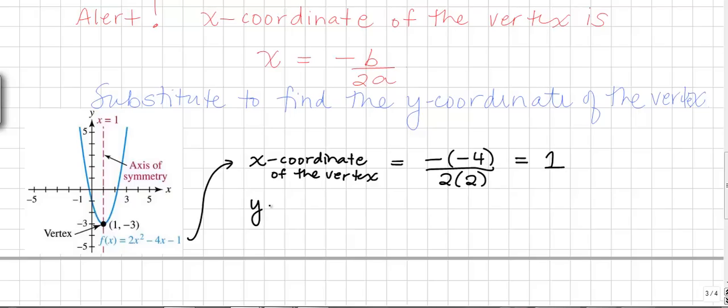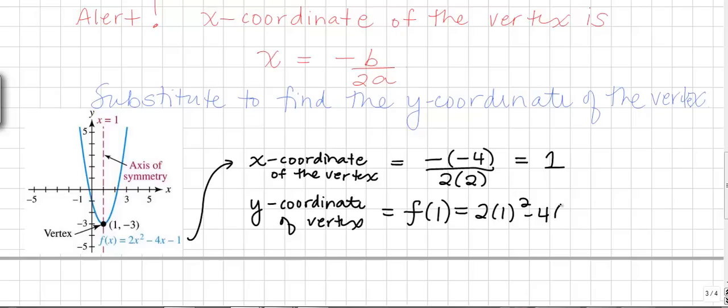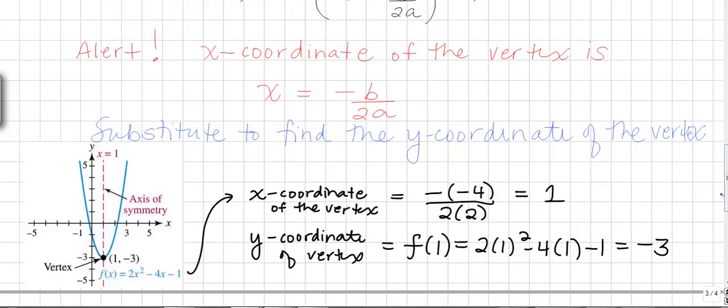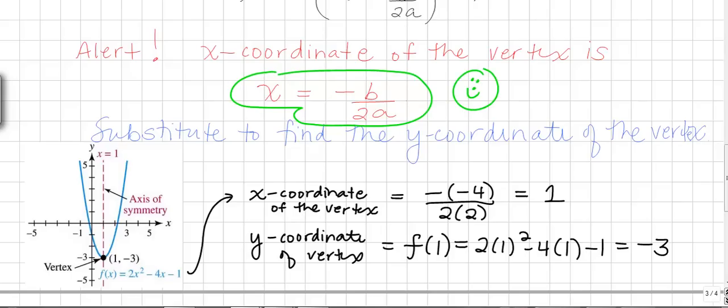If we then substitute 1 in for x in the formula f of x, in other words, we calculate f of 1, then we have the correct y value of the vertex, just like we hoped we would. So this is a fantastic result. So let's circle this. This is one of those happy results. Okay? All right, that's all for this one.